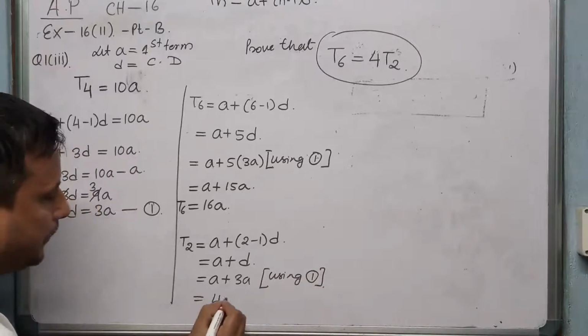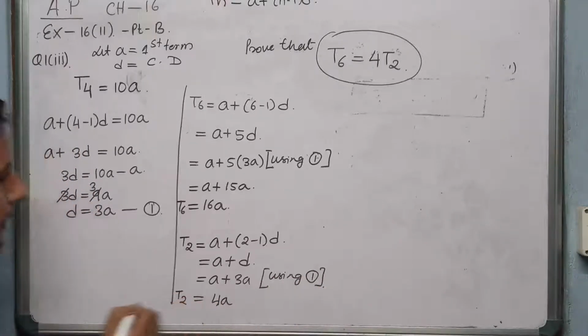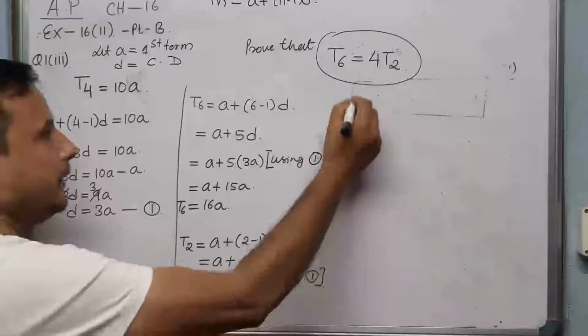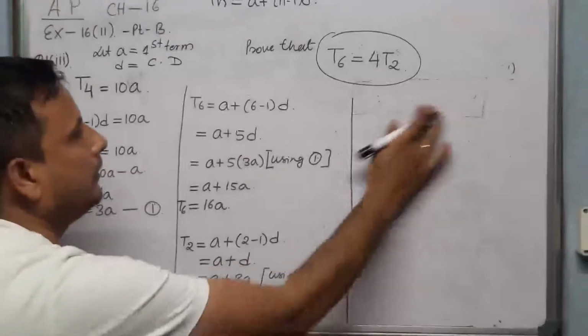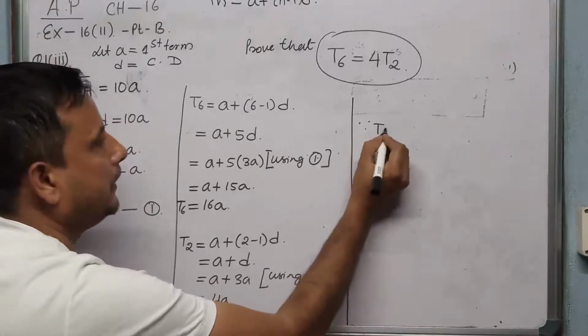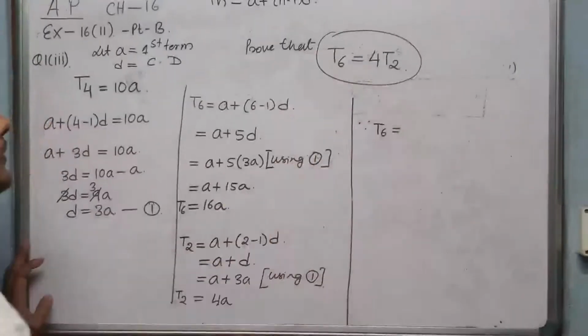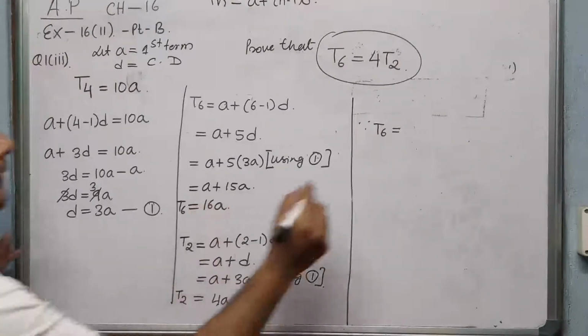It is 4A. Second term is 4A, sixth term is 16A. Now then I'll prove this quantity. Since T6 is what I am trying to prove, how much is T6? 16A.